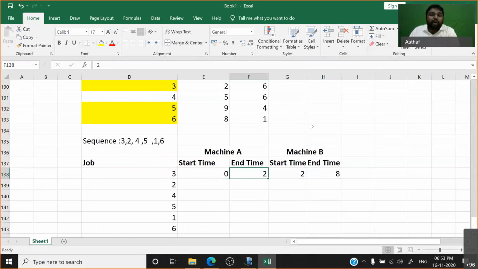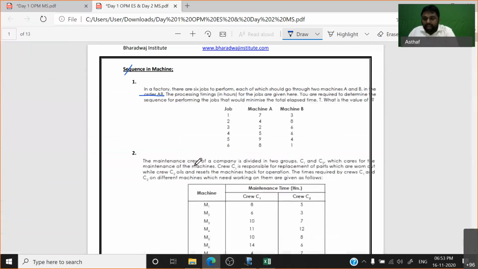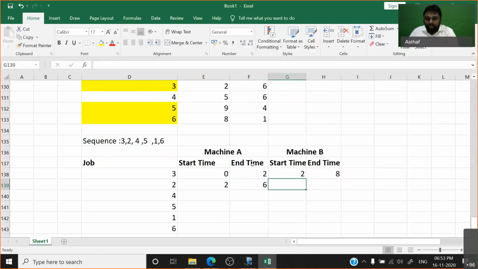Now A finished by what? 2. So since A finished by 2, you can start by 2. What is this job? Job 2, A the time is 4, so 6 will come. Now, the 6 you can put, but the problem is what? Machine B is getting over by 8.